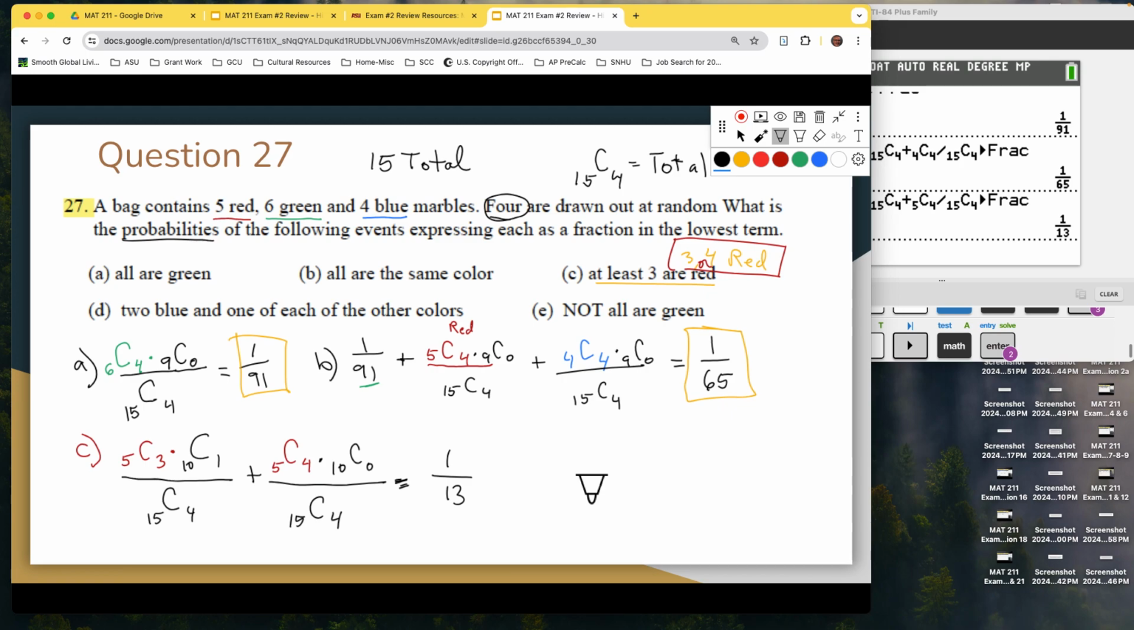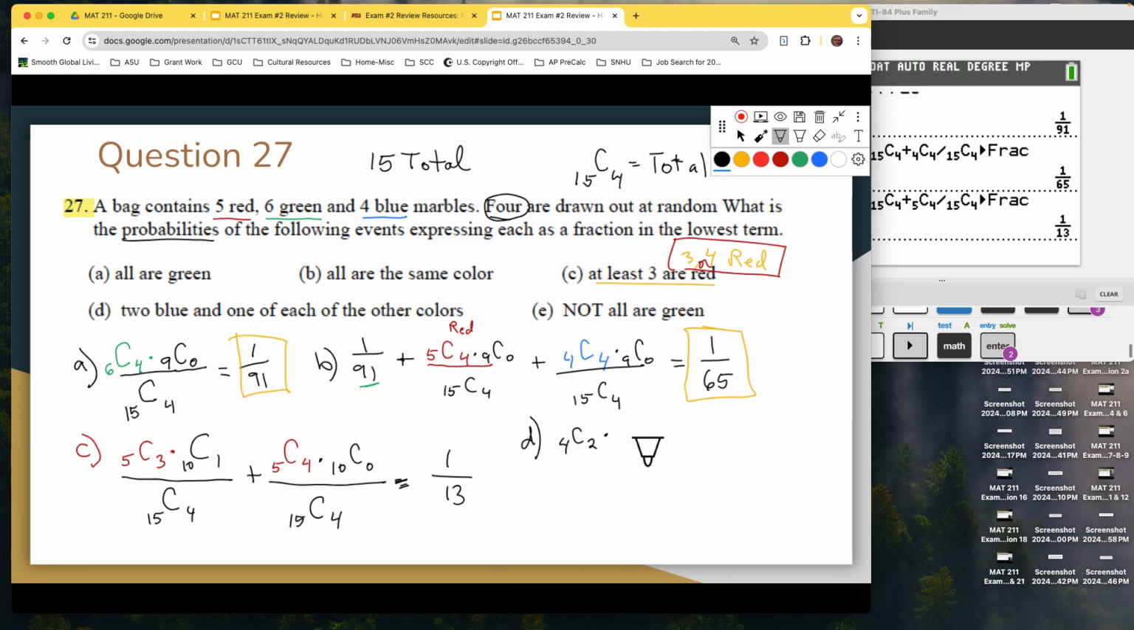2 blue and 1 of each of the other colors. We're going to get more complicated here. I can't remember where I put my answers, I think up here. So anyway, we'll maybe try to write a little bit smaller, so I can do all of these. So D, 2 blue and 1 of each other colors. So again, this is all at the same time, right? So this is not an addition. We want to get 2 of the blues. There are 4 blues. 4 choose 2. And then 1 of each of the other colors.